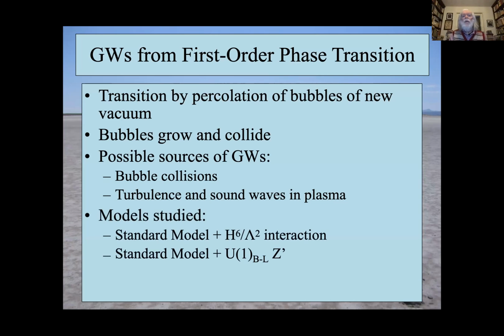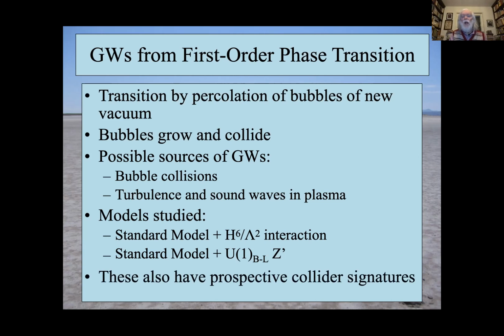So we're particularly interested in how they can constrain extensions of the standard model. Let me just discuss two examples. One is where you add that dimension 6 h to the 6th interaction, which I commented on earlier on in connection with collider physics. Another one is where you add in an additional U1 gauge boson, Z prime. Now, these have not just gravitational wave signatures, but also collider signatures.